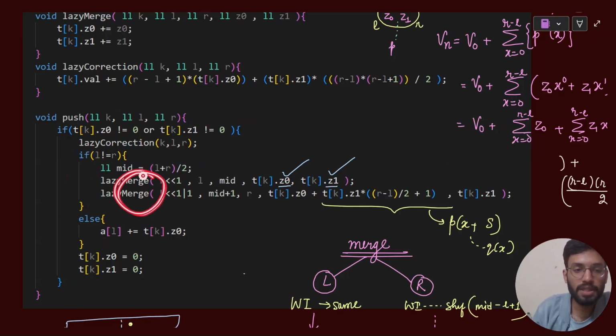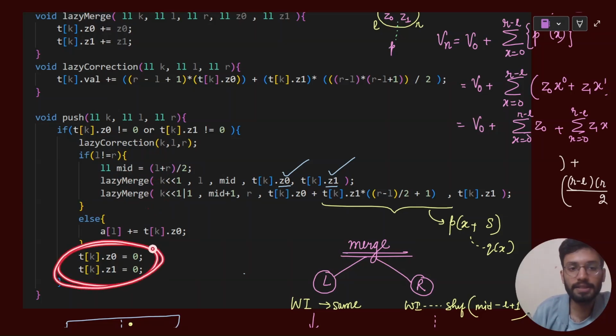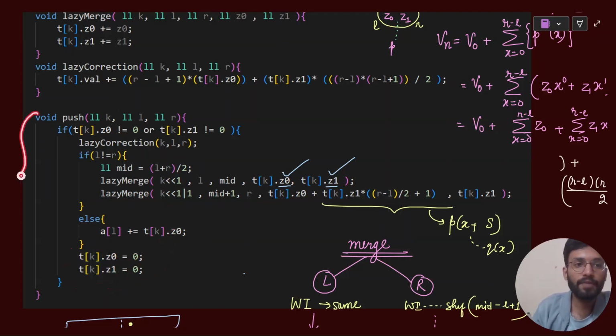उन्होंने आपस में lazies को merge कर लिया. अब मैं क्या करूंगा, अपने lazy text को 0 कर दूंगा. तो मैं अपना z0 और z1 दोनों को 0 कर दूंगा. And with this we are done with our push function.